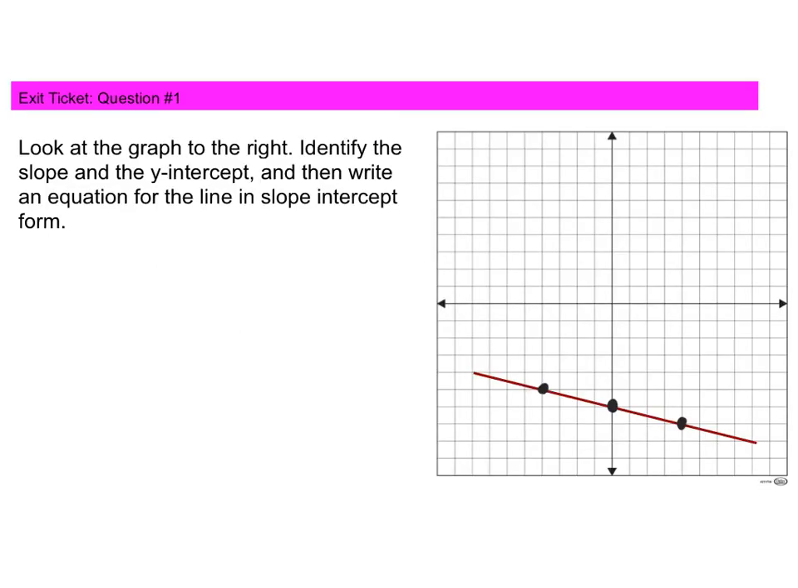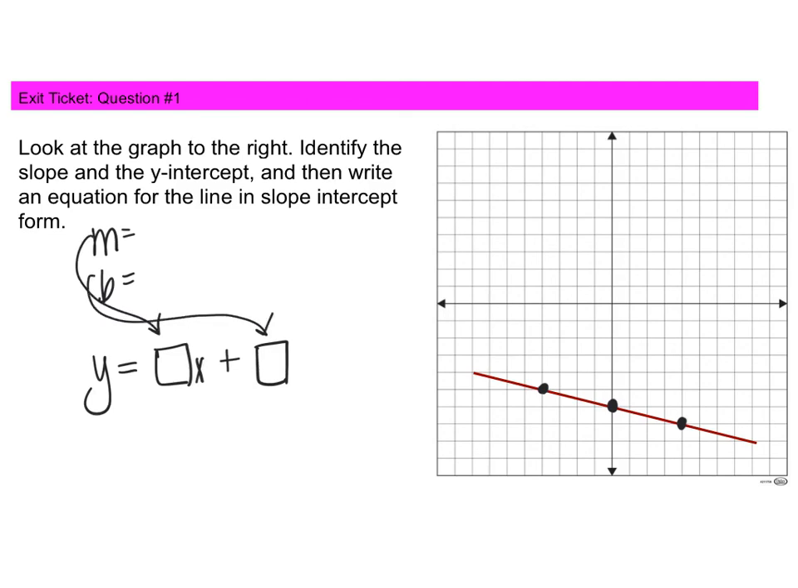All right, for your exit ticket today, you're going to find the slope of this line, the y-intercept of this line, and then you're going to tell me what is the equation in slope-intercept form. So you'll fill out those two boxes based on what you get. All right, and we'll be done for today.